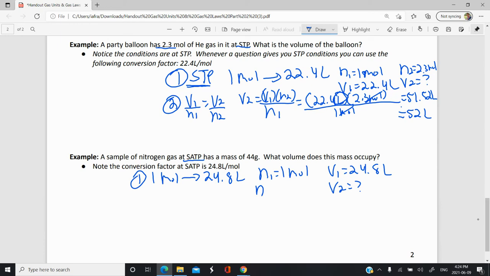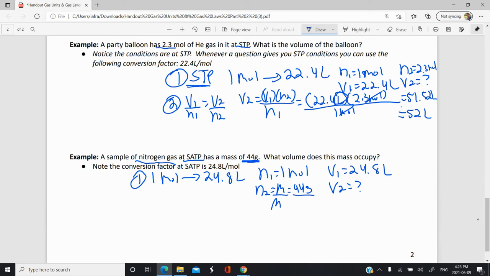If we have more moles of gas, we have 44 grams. Well, we're assuming this is more moles. I don't know, it could be less, but we have 44 grams of nitrogen gas. So remember that the N2 is the mass over the molar mass, which is 44 grams over the molar mass of nitrogen gas.